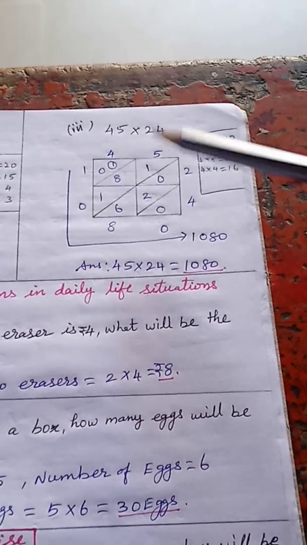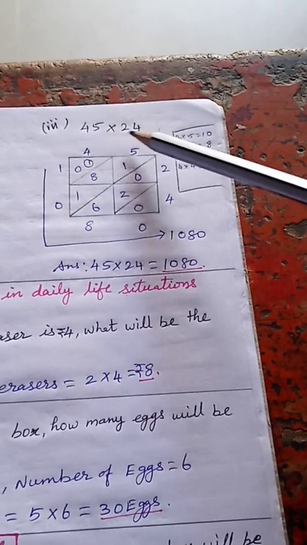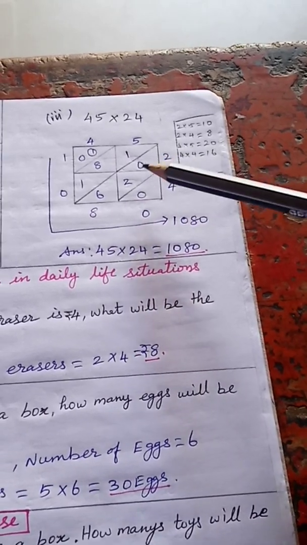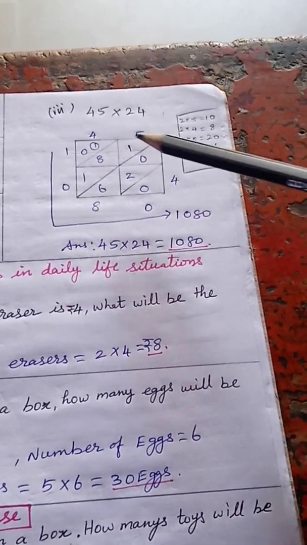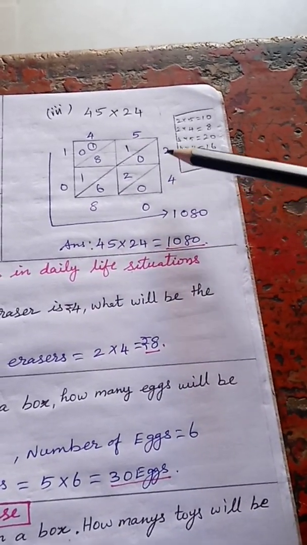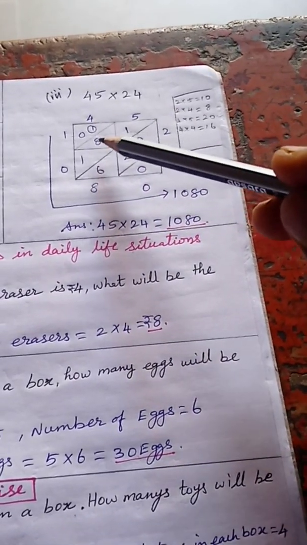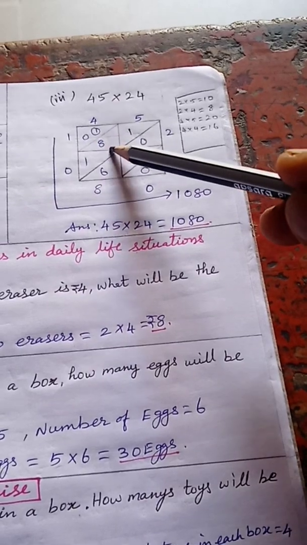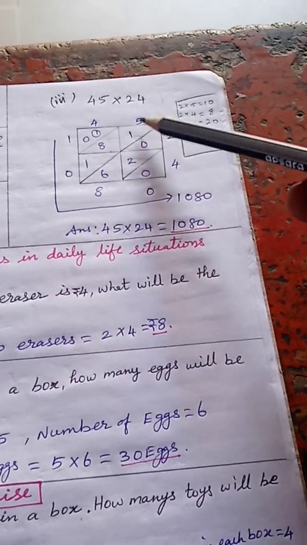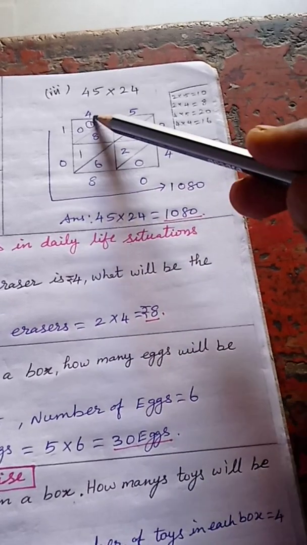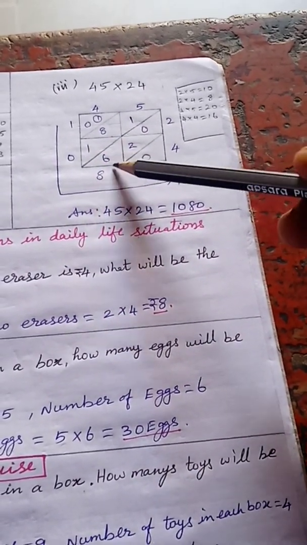Now the third one, lattice multiplication 45 into 24. I know how to draw the box like this. Now divide the box like this again. 45 and 24 like this. 5 2s are 10, 1 up, 0 down. 2 4s are 8, 0, 8. Now 4 5s are 20, so 2 write up, 0 write down. 4 4s are 16, 1 write up, 6 write down.